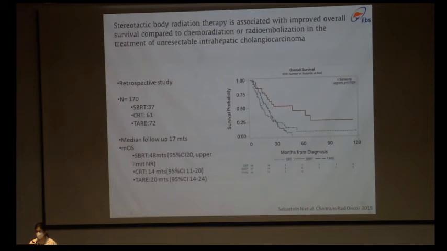This is a study published in 2019, a retrospective study, and they have compared SBRT versus conventional chemoradiation therapy and TARE in the patients with unresectable intrahepatic cholangiocarcinoma. At the median follow-up of 17 months, the median overall survival in the three groups is 48 months for SBRT, 20 months for TARE, and 14 months for conventional radiation therapy. As per the Kaplan-Meier curves also, the overall survival is better in the patients who underwent SBRT as compared to TARE and conventional radiation therapy, and the two curves for conventional radiation therapy and TARE are just overlapping each other.